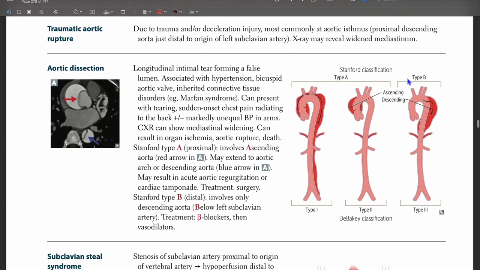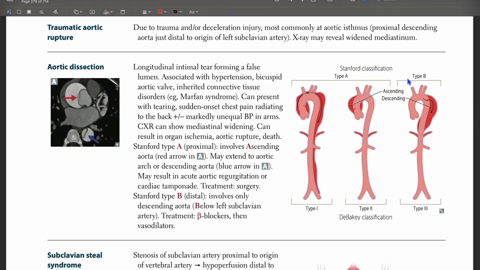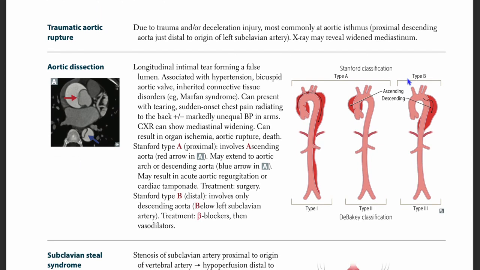Traumatic aortic rupture. So it's due to trauma and or deceleration injury. Most commonly at aortic isthmus. That's the proximal descending aorta, just distal to the origin of subclavian artery. X-ray may reveal wide mediastinum. Okay. But if they give you a wide mediastinum, it's probably a sign of emphysema, because that's what they use that terminology for.